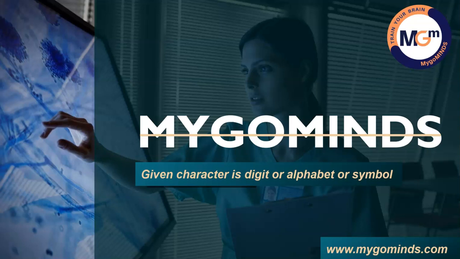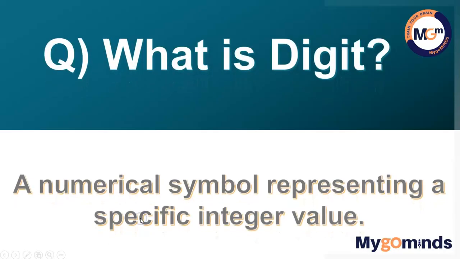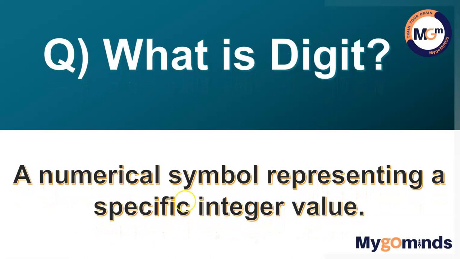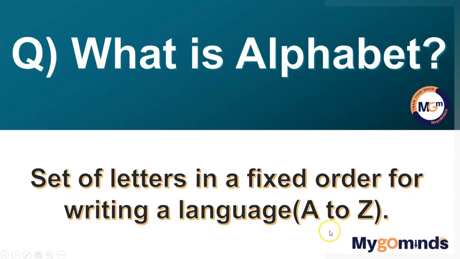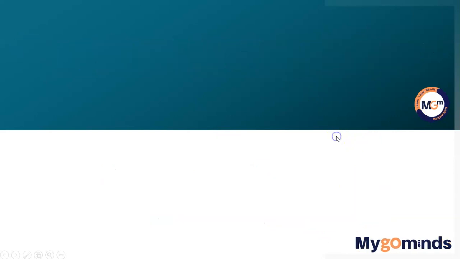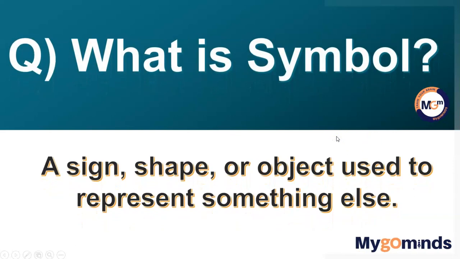So in this video, let's write a program where you can identify if a given character is a digit or an alphabet or a symbol using Python. Okay, so what do you mean by a digit? A digit is nothing but any numerical value, right? Single digit, two-digit number, three-digit number, likewise. And what do you mean by an alphabet? The set of letters ranging from A to Z is called an alphabet, right? And what is a symbol? Any special character like a sign, shape or an object is represented as a symbol.